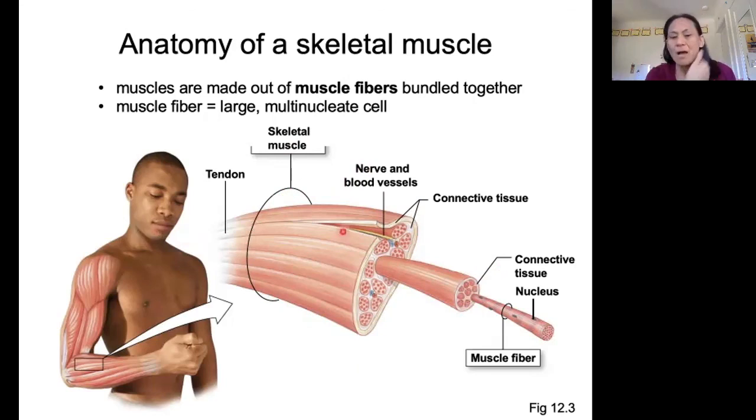Okay. What else? Oh, let's talk about muscle fibers. So a muscle fiber is an individual cell. But muscle fibers are very special cells in that they're really long. So they're these really long cells that are multinucleate. They can have hundreds of nuclei in them. Basically, they originate during development from individual cells that have fused together to form this one long muscle fiber.